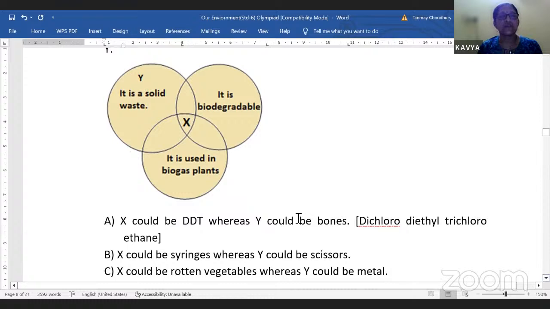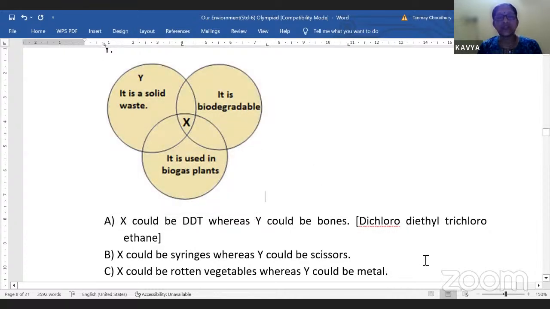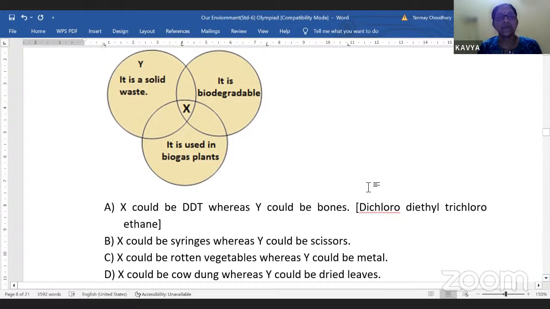X could be syringes? No, X cannot be syringes because it is non-biodegradable and it may be a solid waste, but it is not used in biogas plants. Whereas Y could be scissors. Y could be scissors, but this is wrong. X could be rotten vegetables, whereas Y could be metals. X could be rotten vegetables, yes. It is a solid waste. It is biodegradable, but not used in biogas plants. So this is not the answer.